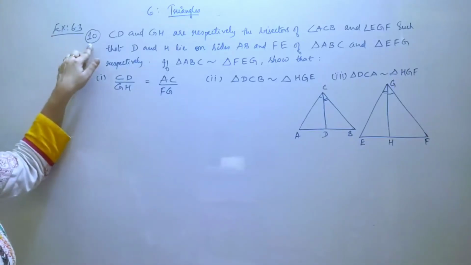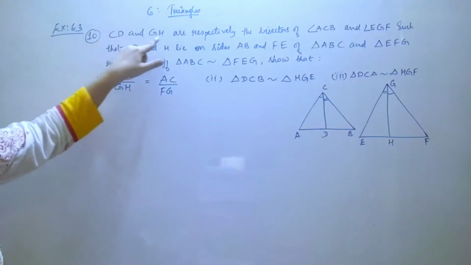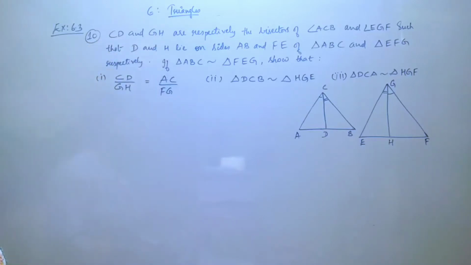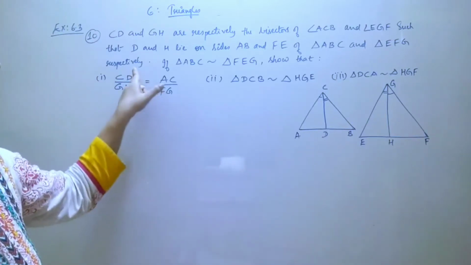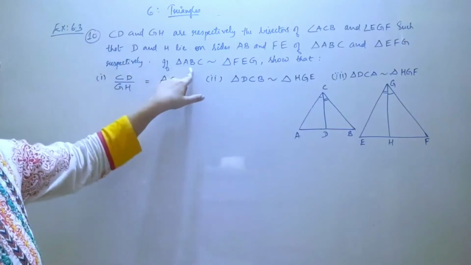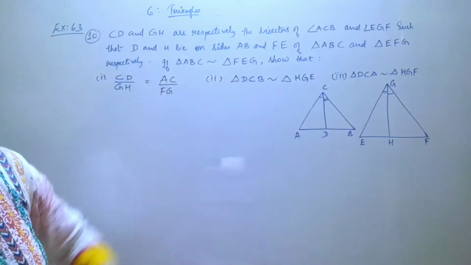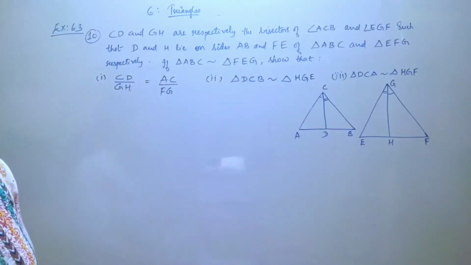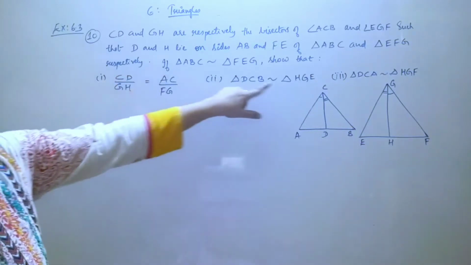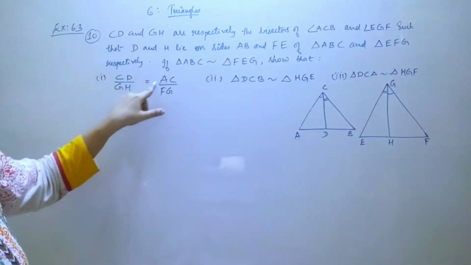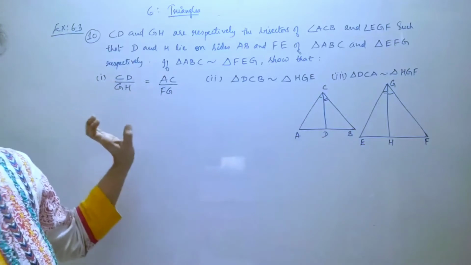Question number 10: CD and GH are respectively the bisectors of angle ACB and angle EGF, such that D and H lie on sides AB and FE of triangles ABC and EFG respectively. If triangle ABC is similar to triangle FEG, show that. You have three options given. The first option which we need to prove is CD by GH is equal to AC by FG.